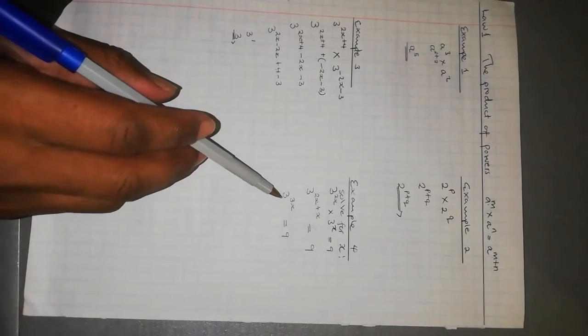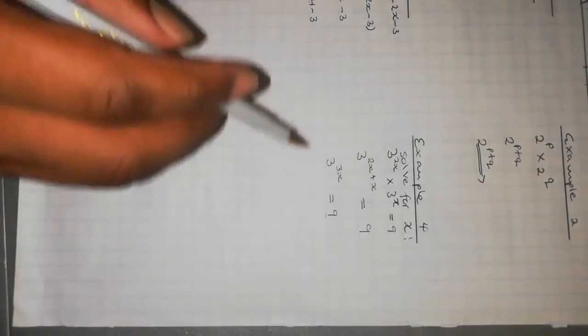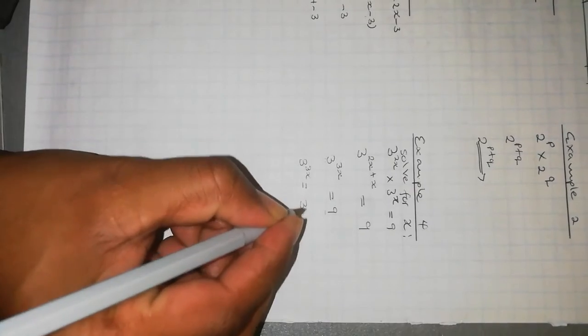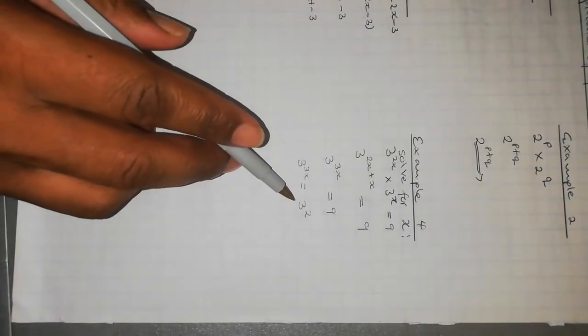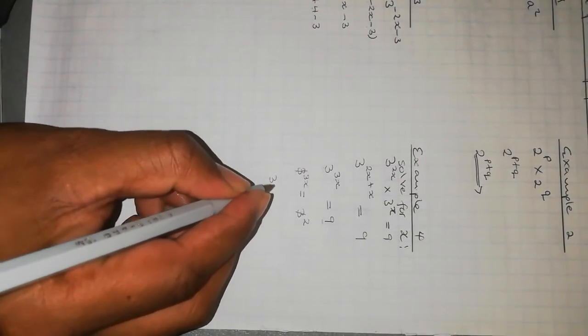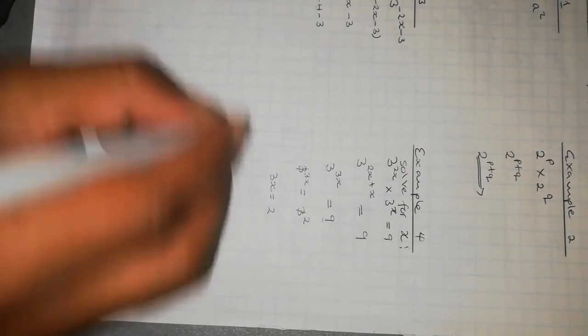Since we've got a 3 here and a 9 there, but we want these bases to be the same, we're going to change this one so that we can also have a 3 like the left-hand side. So we're going to say 3 to the power 3x is equal to 3 to the power 2, because 3 to the power 2 is equal to 9. Are we together? Since we've got a 3 here and a 3 there, these two cancel each other. Cancel there, cancel there. Then we're left with what? 3x is equal to 2.